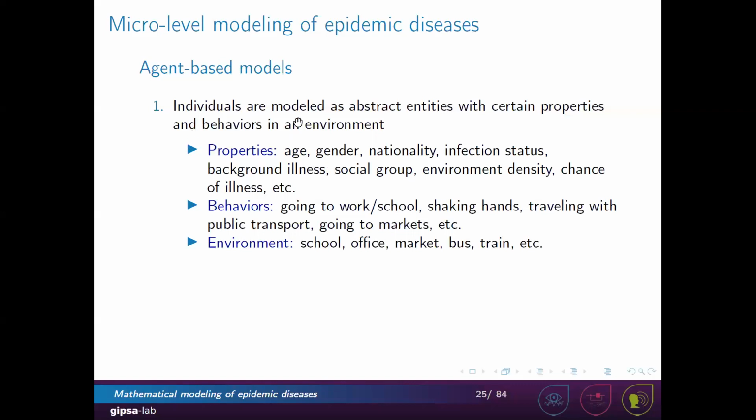Okay, having defined this set of properties, I've just brought a few examples here, but we can make the model as complex as we want. Based on the properties that we define for each individual, the individuals start to behave and move around in a simulated environment. For instance, they might go to work, go to school, go to university, shake hands, travel with public transport, or go to the market. These are the sort of environments where people interact with one another.